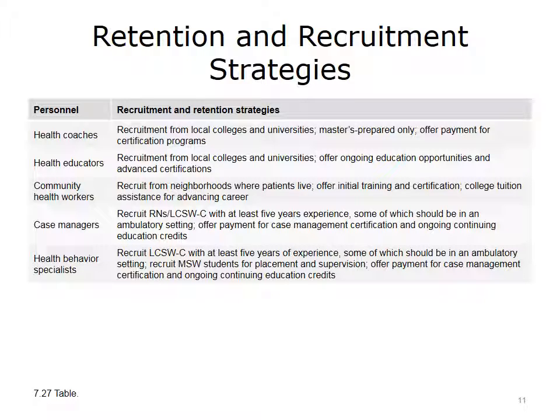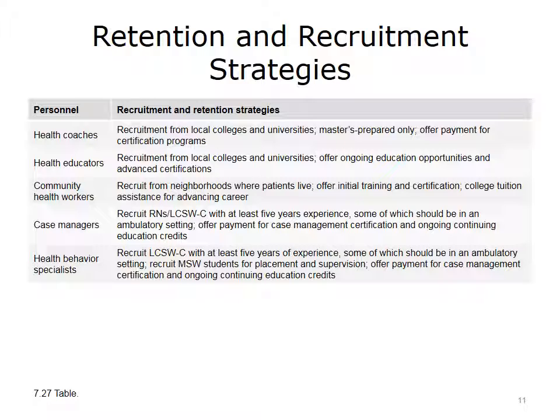So J-CHIP often hires community health workers from the community, people who may have been nursing assistants or worked in geriatric care. And then they offer them initial training in community health work, social determinants of health, and give them a certification. They do offer college tuition assistance as a recruitment strategy and retention strategy so that the community health workers can advance their careers. And many of them are interested in doing so to become licensed practical nurses, registered nurses, or social workers.